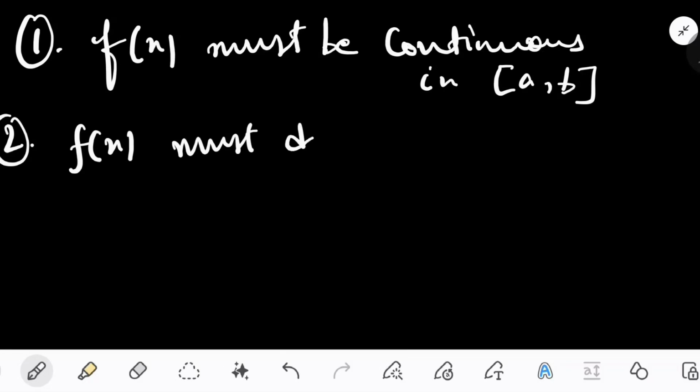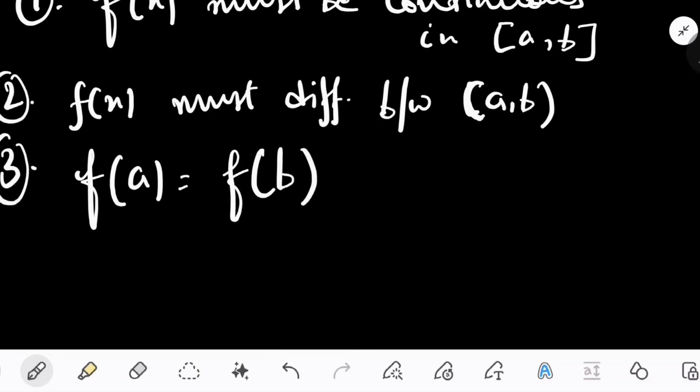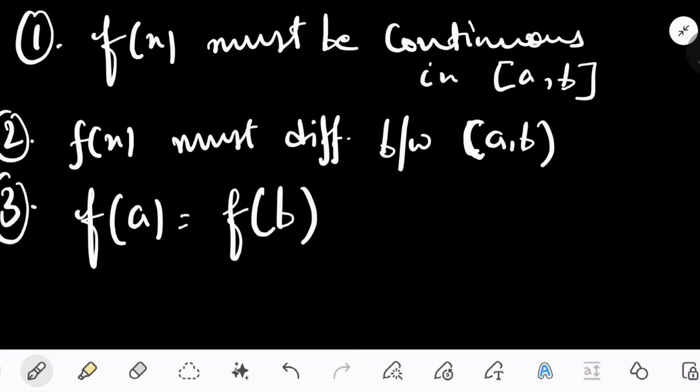And f of x must be differentiable between open a to b, right? Open a to b, okay? And f at a must be equal to f at b, right? Okay. So why am I telling all these conditions?